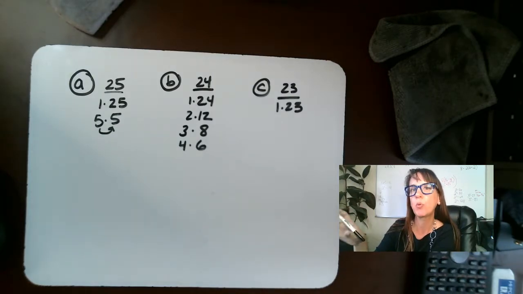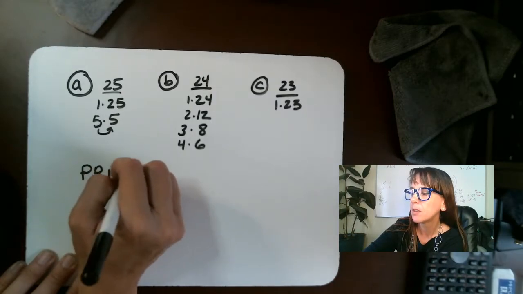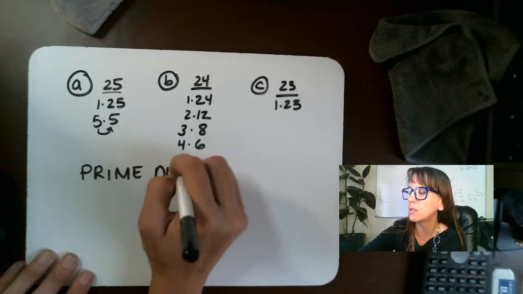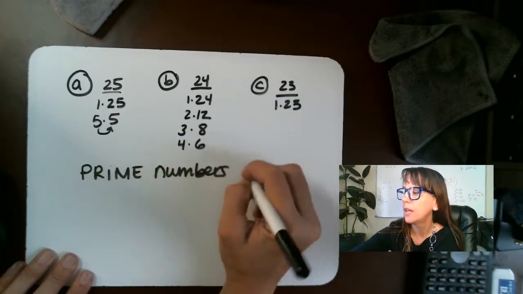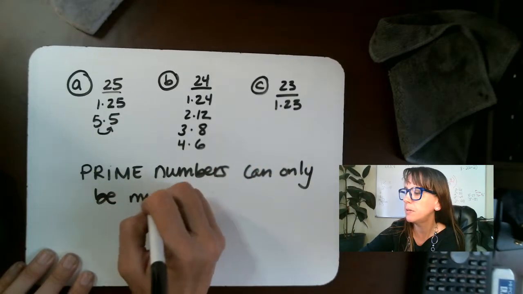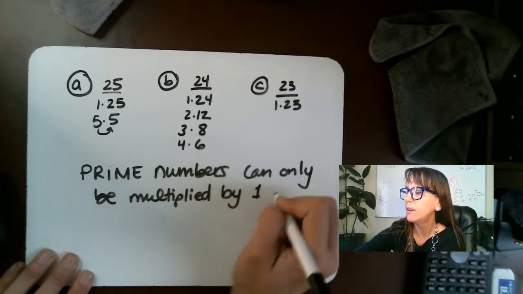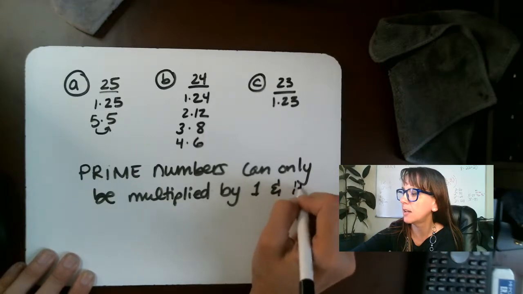This is what's called a prime number. So make sure in your notebook you write this down. Prime numbers can only be multiplied by 1 and itself.